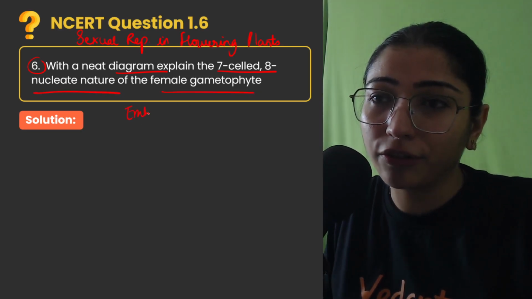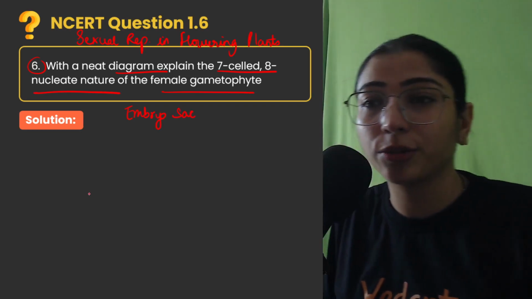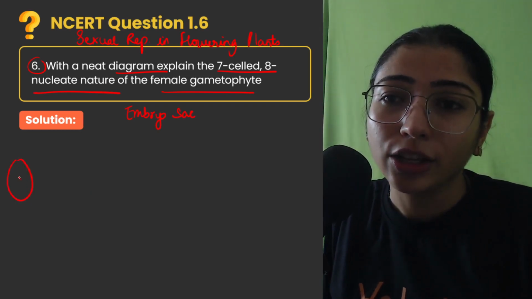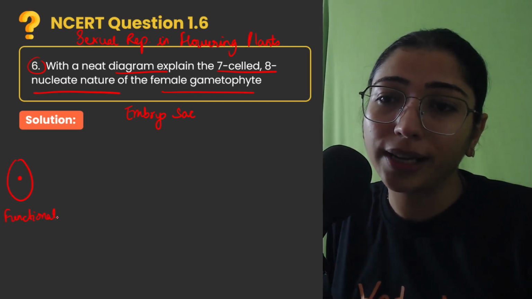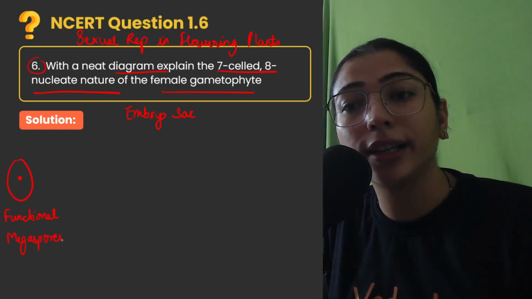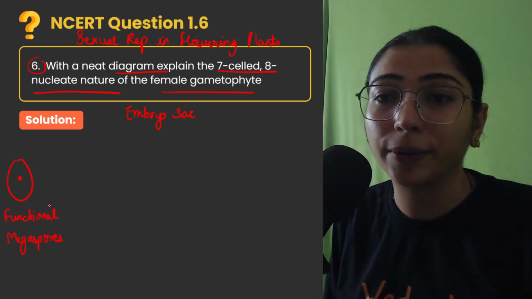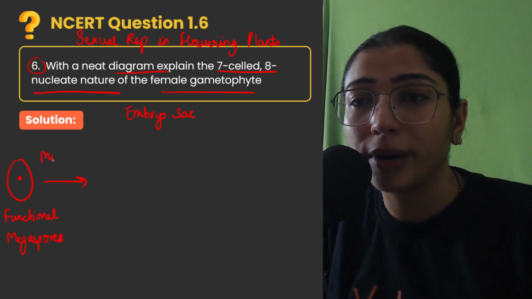So female gametophyte, you know, that embryo sac is the female gametophyte in case of angiosperms. And how is this formed, children? This is one functional megaspore. We know that 4 megaspores were formed, out of which only one is functional and the rest 3 will degenerate. That is monosporic development. So this is one functional megaspore which is going to undergo mitotic division.